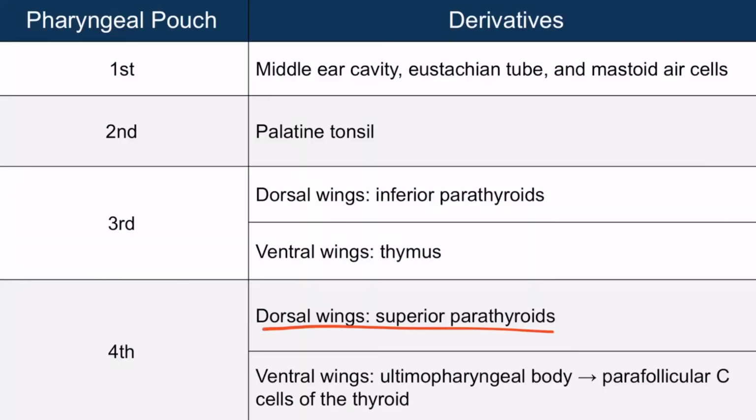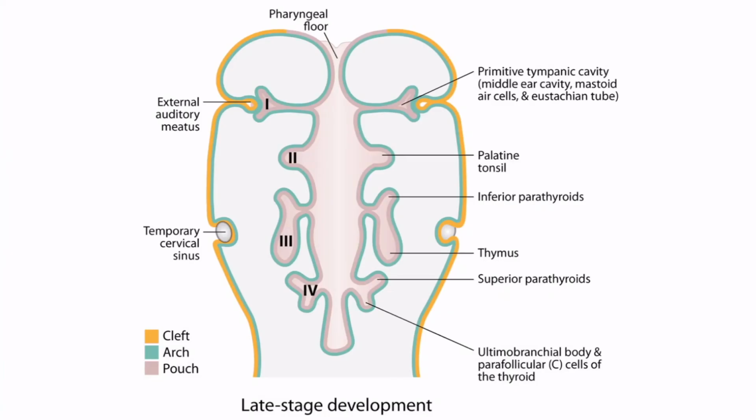The fourth pouch's dorsal wings give rise to the superior parathyroids, and the ventral wings give rise to the ultimopharyngeal body. The ultimopharyngeal body gives rise to the parafollicular C cells of the thyroid, which secrete calcitonin. In this image, we can see the fourth pharyngeal pouch right here. Notice that the top part, which is the dorsal wing, becomes the superior parathyroids, and the bottom part, which is the ventral wing, becomes the ultimopharyngeal body and the parafollicular C cells of the thyroid.